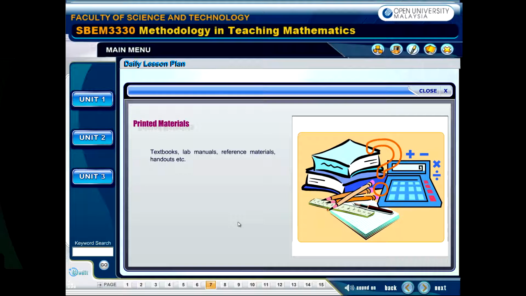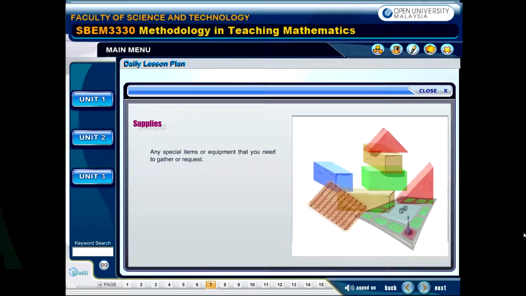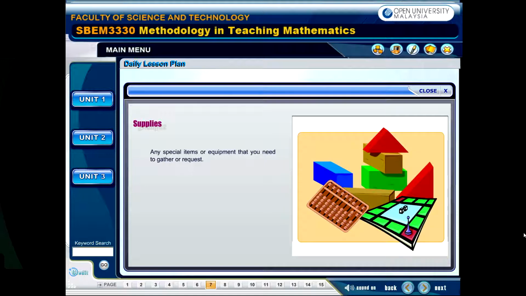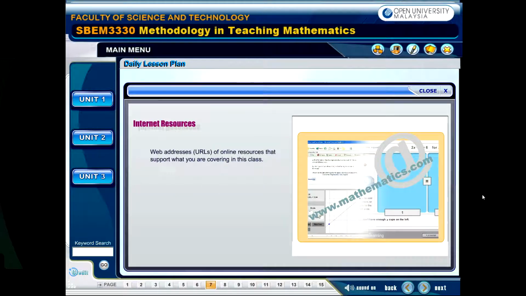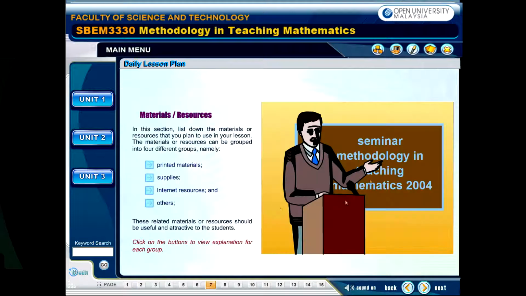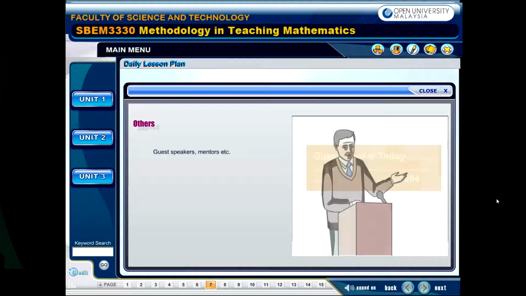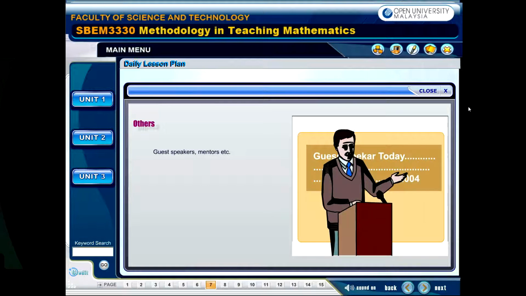Textbooks, lab manuals, reference materials, handouts, etc. Any special items or equipment that you need to gather or request. Web addresses, URLs, of online resources that support what you are covering in this class. Guest speakers, mentors, etc.